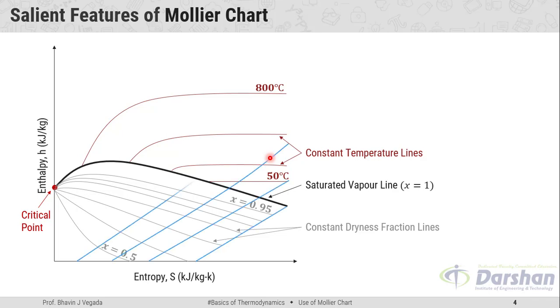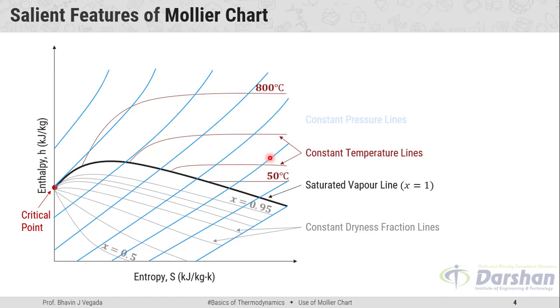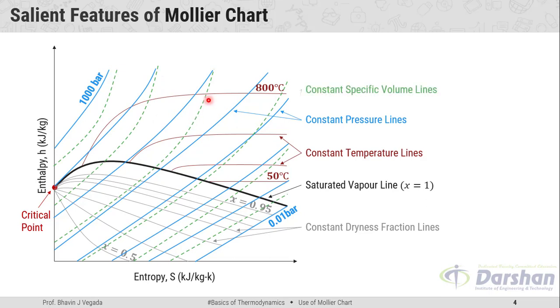In this diagram, we will be having the constant pressure lines like this, and the pressure range is 0.05 bar to 1000 bar. It is ranging from 0.01 bar to 1000 bar. Also, the constant specific volume lines are represented in the chart by the dotted lines like this, which ranges from 0.02 meter cube per kg to 80 meter cube per kg.